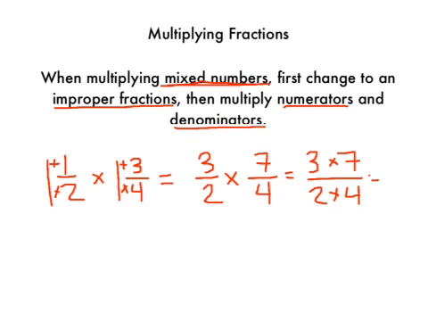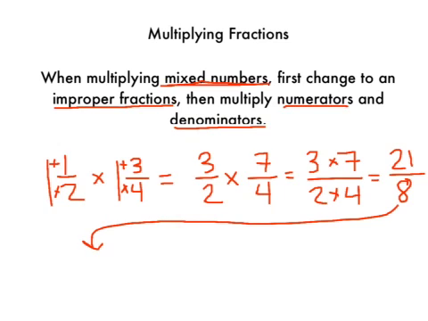Okay, 3 times 7 is 21, and 2 times 4 is 8. Okay, now when you get to this part, you want to go ahead and change that into a mixed number. So we know that 8 goes into 21 2 times. 8 times 2 is 16. If you take 16 away from 21, you know you have 5 left over. So we're left with 2 5/8 as our answer. So remember, you're always going to change your mixed numbers into improper fractions, then multiply and simplify at the end of mixed numbers.